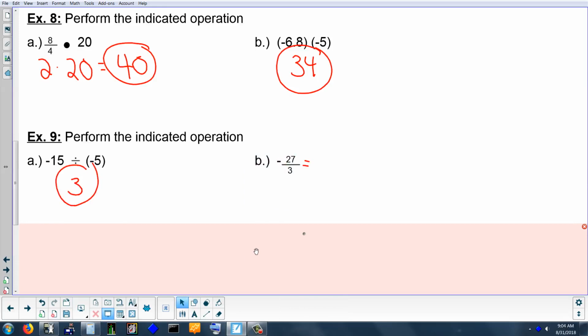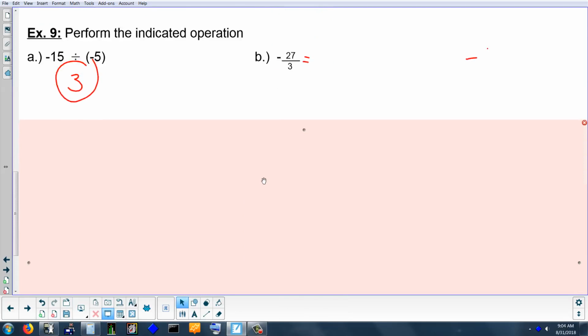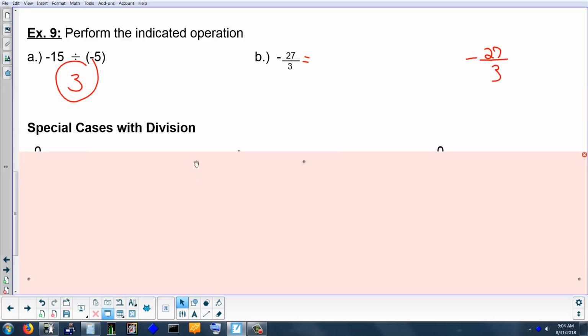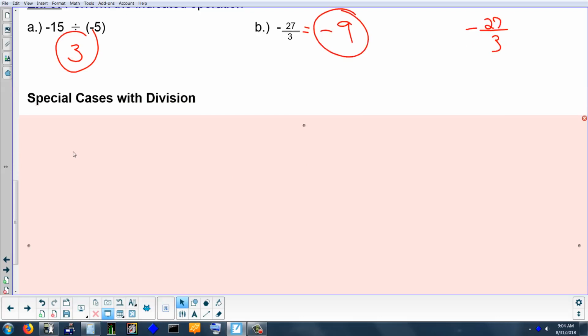Now, I got a negative 27. When we have something like this, guys, sometimes it might look like this, kind of in the middle. We just assume that it goes with the top number. So I got negative 27 divided by a positive 3. Positive or negative? Chris? Positive. Wait, no, negative. Negative, right? So the answer's going to be negative. What number, Chris? 9. Very nice. Good.